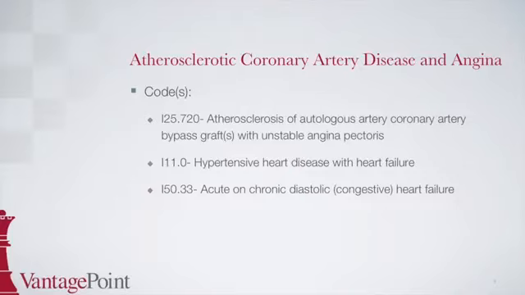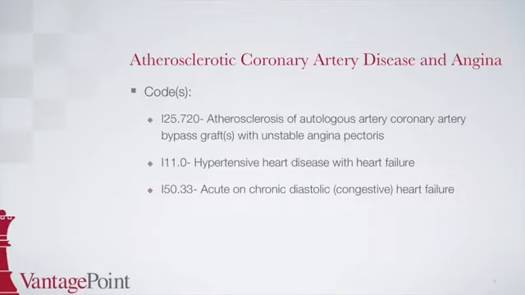The next code is I11.0, hypertensive heart disease with heart failure. We know a combo code is appropriate, as documentation states hypertensive diastolic CHF. To locate this code, start at hypertension in the alphabetic index, and then find heart. Indented below heart is the word with, then heart failure with congestive in parentheses, which points to I11.0.